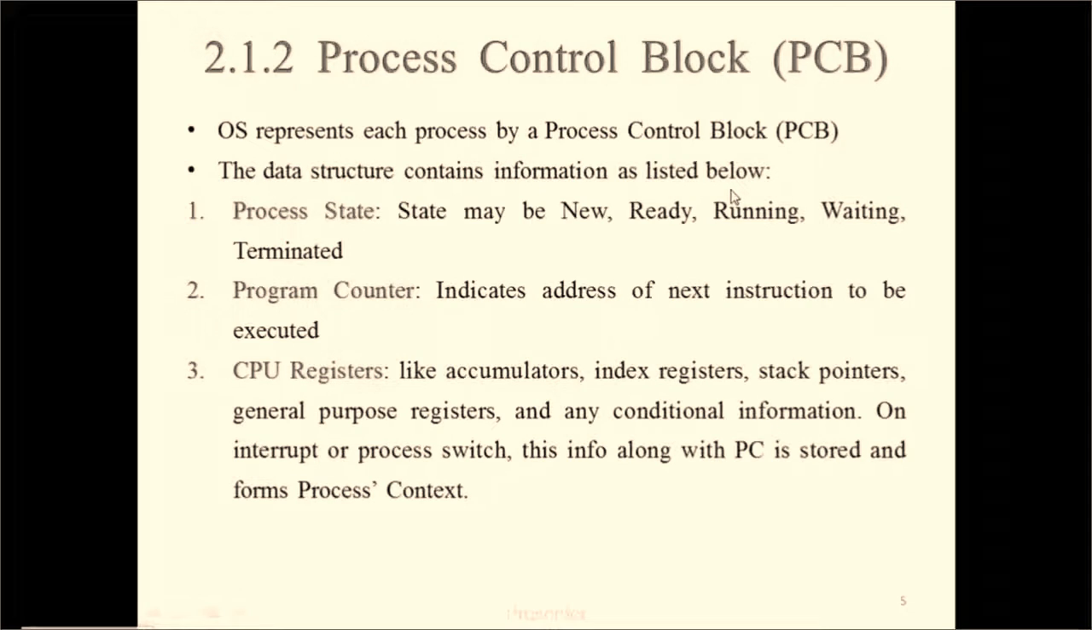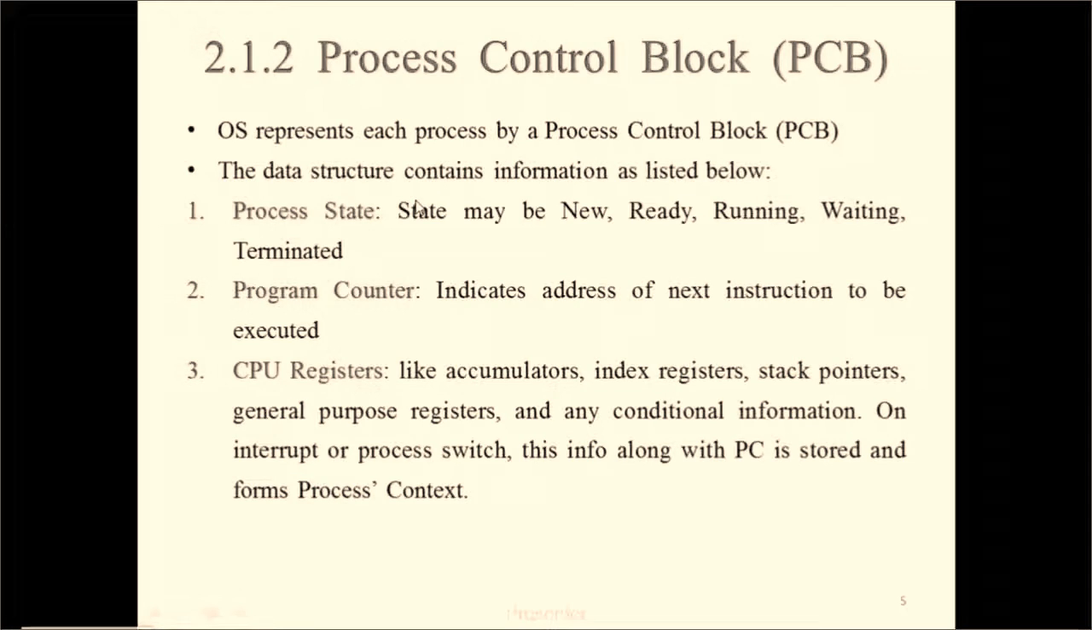Now there is something called the process control block, popularly called the PCB. What is it used for? The operating system represents each process by a process control block. In other words, talking in programming language, there is a struct like in C which is called a PCB. It's nothing but a data structure. The data structure contains information as below.